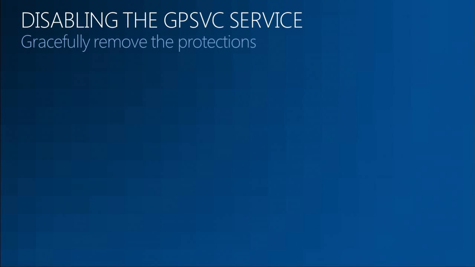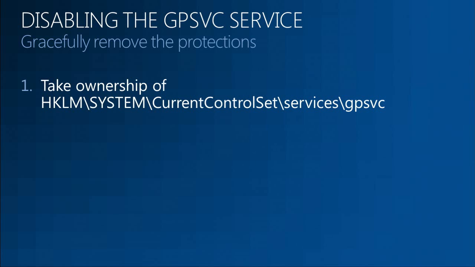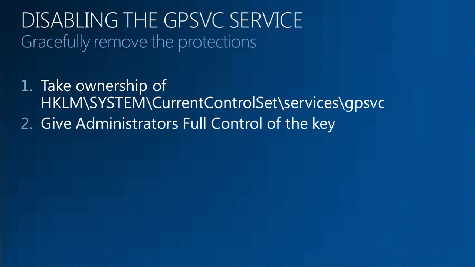So first, we have to gracefully remove the protections. It takes 3 basic steps. The first step is to take the ownership of the key. Then we give the administrators full control of the key. If we try to do those in opposite order, it will not work. And then we set the start value to 4, which is disabled in service speak.